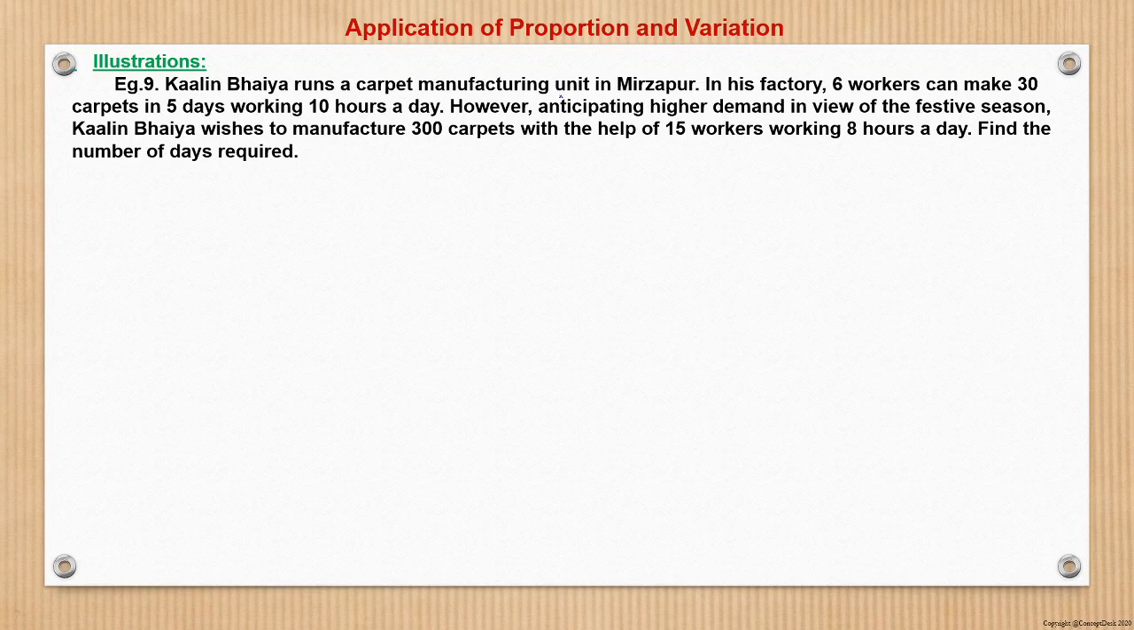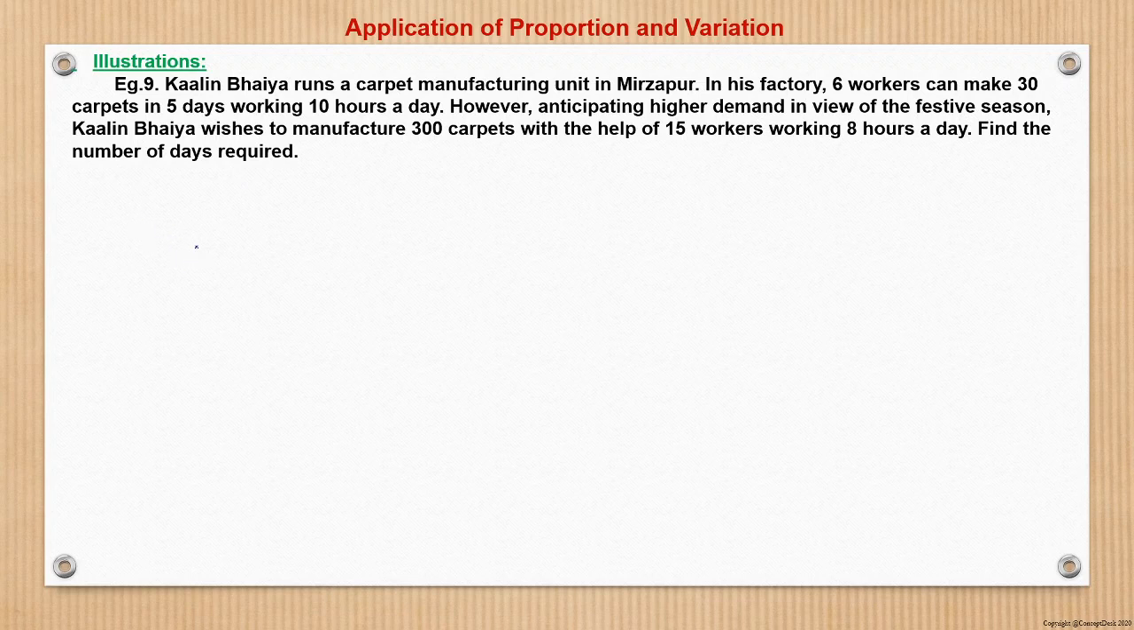Kalin Bhaiya runs a carpet manufacturing unit in Mirzapur. In his factory, 6 workers can make 30 carpets in 5 days working 10 hours a day. So here one more variable we have added, which is the number of hours worked per day. However, anticipating higher demand in view of the festive season, Kanin Bhaiya wishes to manufacture 300 carpets with the help of 15 workers working 8 hours a day. Find the number of days required.